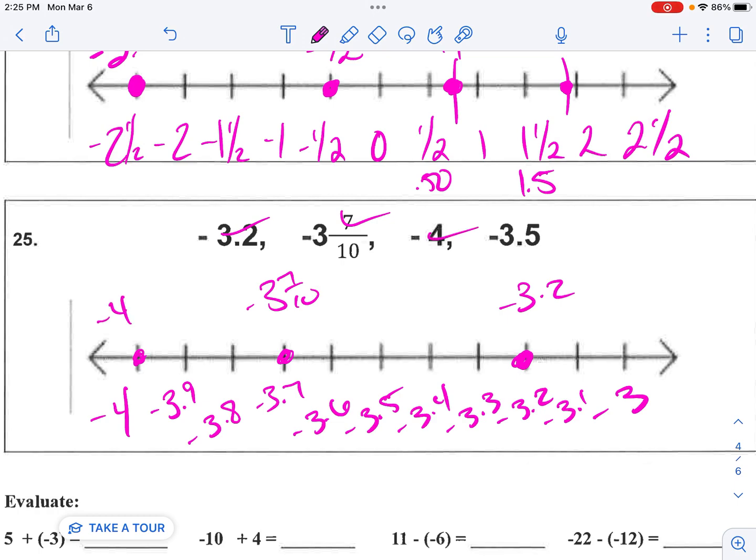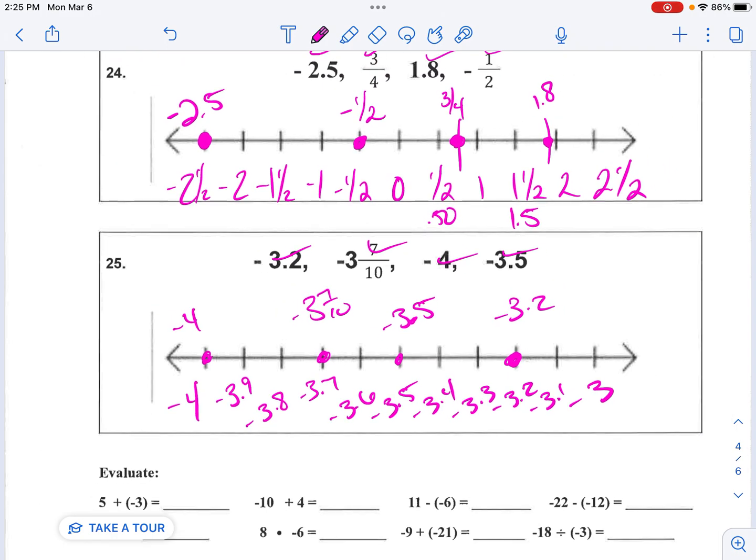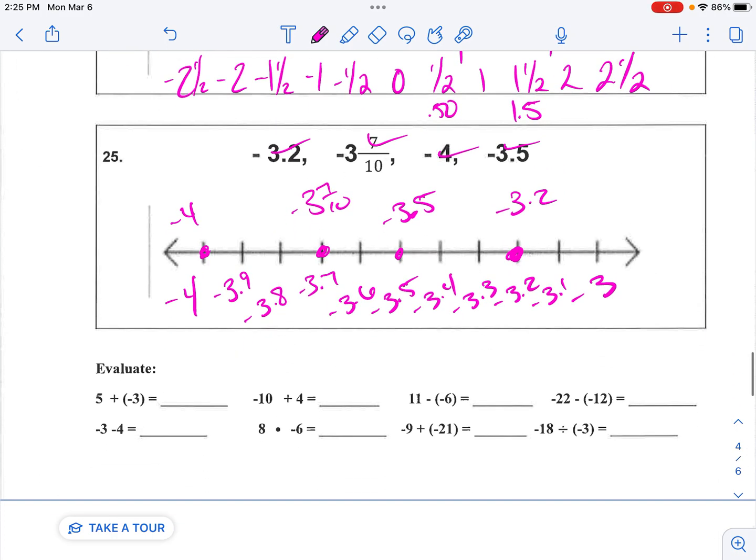Negative 4. And negative 3.5. Okay, evaluate. Here is our review over integers.